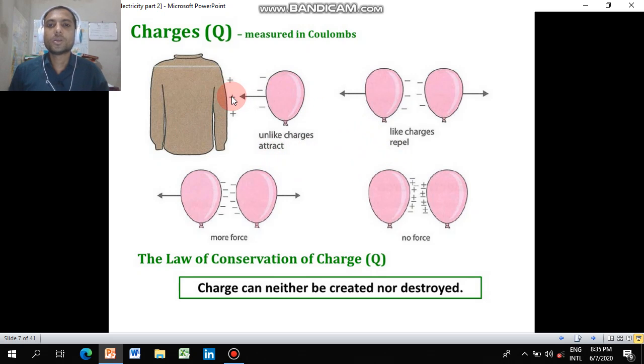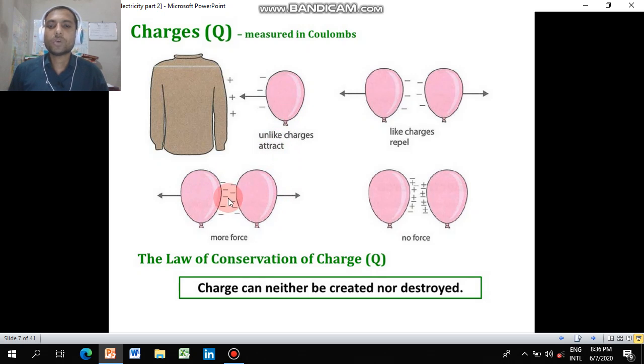Here the similar or like charges repel each other. On the other hand, the unlike or dissimilar charges attract each other.